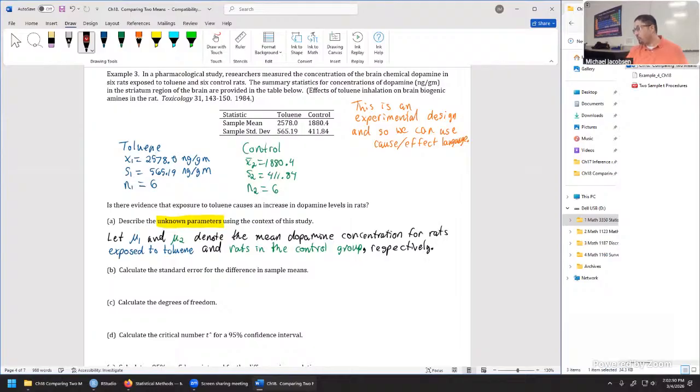That's one of my favorite words in the English language, because when you say mu1 and mu2, and then you say exposed to toluene and rats in the control group, respectively, what you're really doing is setting up a mathematical 1-on-1 correspondence. So now this sentence is saying mu1 goes with this exposure to toluene and mu2 goes with the rats in the control group. That just cuts down the writing by almost half. So it's a great way to write down 2 parameters or even 5, like we might in, say, chapter 21.